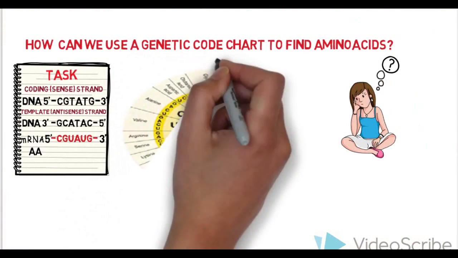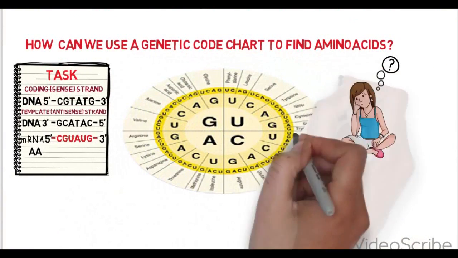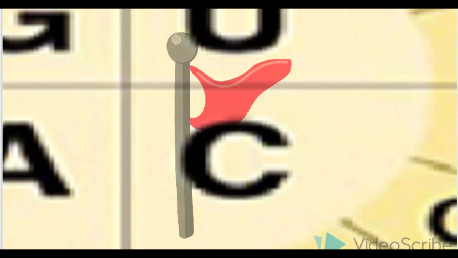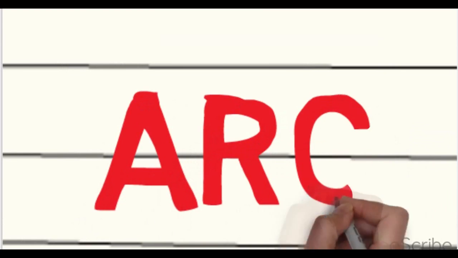We will use the genetic code chart. It will be round. From the first circle we take cytosine and mark it. Second will be guanine, located in the second circle. From the third circle we need to find uracil. We mark it, and after that we can find the type of amino acid. It will be arginine. In the notebook we can write it shorter, like ART.